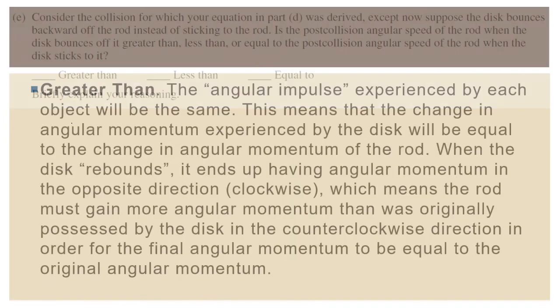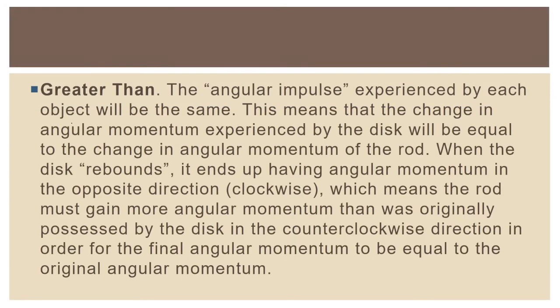Here's what I wrote. Greater than. The angular impulse experienced by each object will be the same. This means that the change in angular momentum experienced by the disk will be equal to the change in angular momentum of the rod. When the disk rebounds, it ends up having angular momentum in the opposite direction. In the case of the actual diagram, that'd be clockwise, which means the rod must gain more angular momentum than was originally possessed by the disk in the counterclockwise direction in order for the final angular momentum to be equal to the original angular momentum.